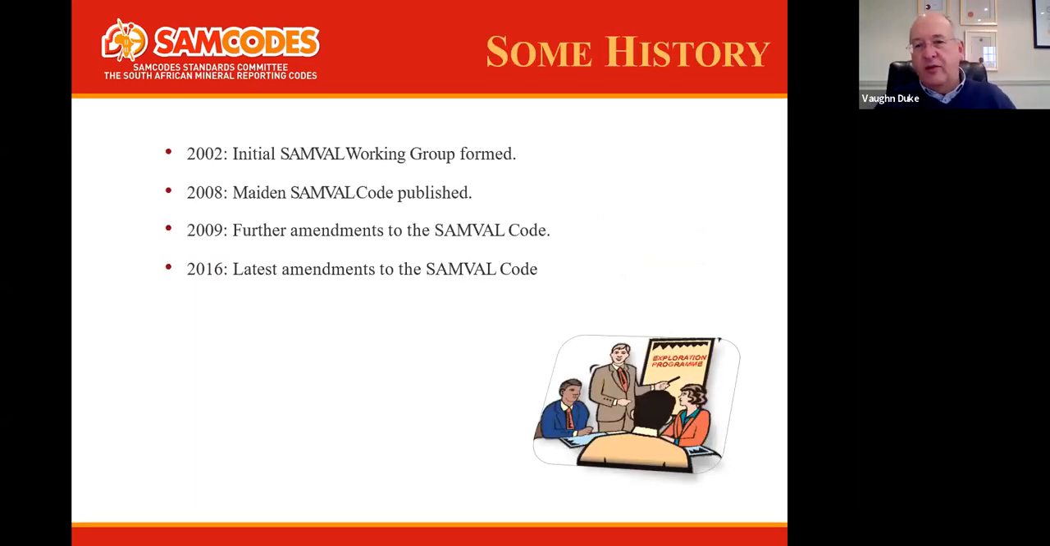The process for establishing SAMVAL was initiated through an open meeting at a SAMVAL colloquium in March 2002. The colloquium called for comments following various papers and articles that were then published. Input was also solicited from the Australian Institute of Mining Metallurgy, the Canadians, the Americans. The maiden one was in 2008, and there was amendment again in 2009 and 2016, forgive me.